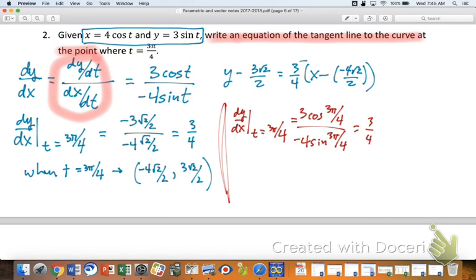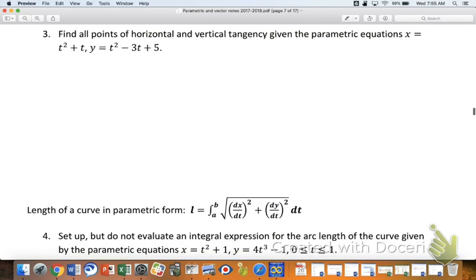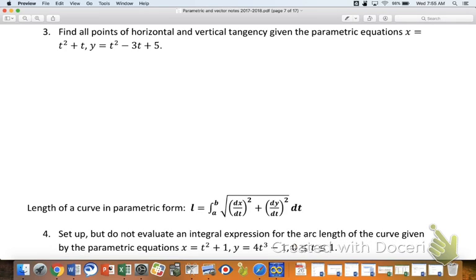If you haven't already looked at number 3, please do. Number 3 is a similar kind of question, but it asks for a different result. Find all... I know on quizzes and tests when I ask questions along these lines, I'm usually really, really clear about this. This one is sort of clear. It says find all points of horizontal and vertical tangency, given those equations.